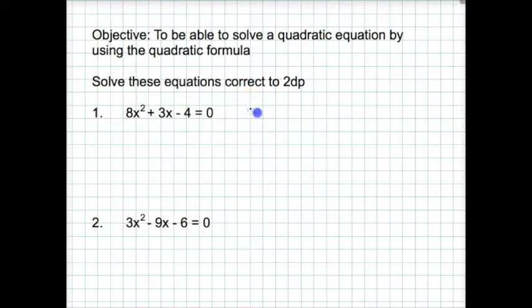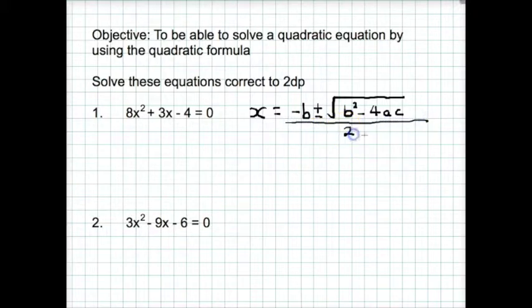The quadratic formula is given to you in the formula booklet, in the front of your paper. It states that x equals minus b plus or minus the square root of b squared minus 4ac, and that's all over 2a. Now all we're doing in fact is replacing the values that we've got in our formula with these letters here.